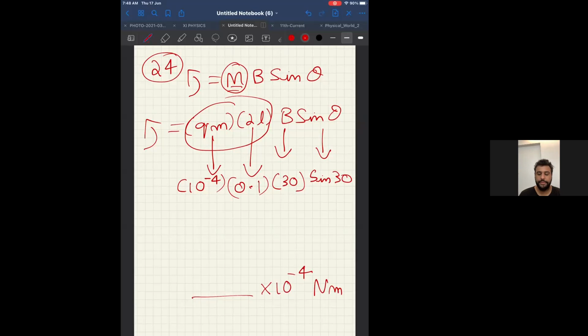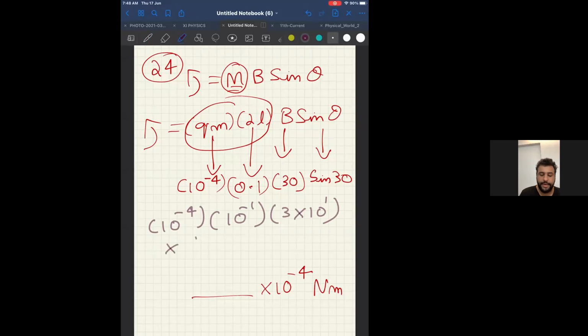So let us solve this. I will not do anything right now. Just listen to me what I am doing. 10 power minus 4 as it is. 0.1 can be written as 10 power minus 1. 30 can be written as 3 into 10 power 1, into sine 30.